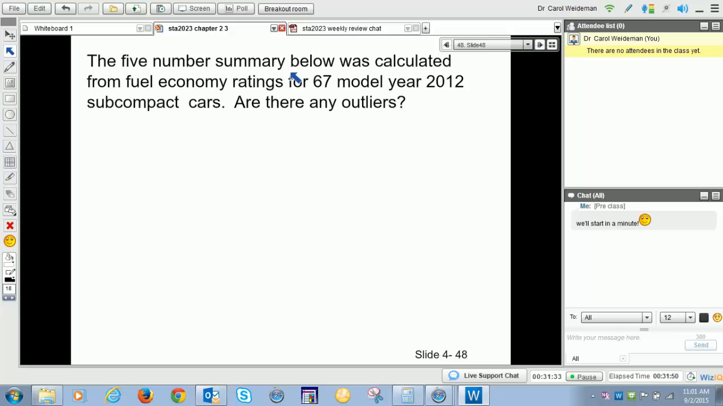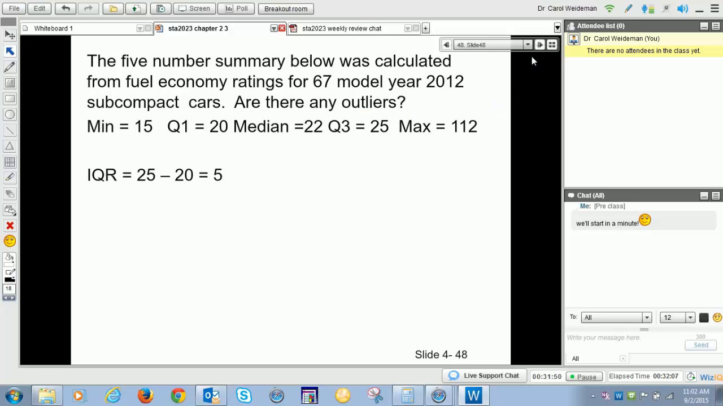The 5-number summary below was calculated from fuel economy ratings for 67 model year 2012 subcompact cars. Are there any outliers? All right, so you've got the 5-number summary. The only way to know if there are outliers is to calculate the fences. So I need the IQR. 25 minus 20 is 5. And then I'm going to find 1.5 times that, which is 7.5. Now I'm going to subtract that from 20 to find out if there's any outlier on the low side. I'm going to add it to 25 to see if there's an outlier on the high side.